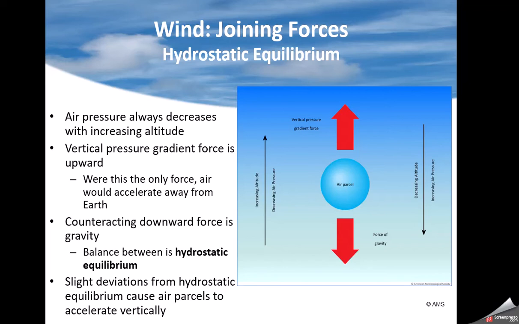Doesn't mean an air parcel can't move. If that air parcel hits a mountain, it's going to go up. If it goes on the other side of the mountain, maybe it'll descend some. But it's always going to move at a constant velocity if it's under hydrostatic equilibrium.